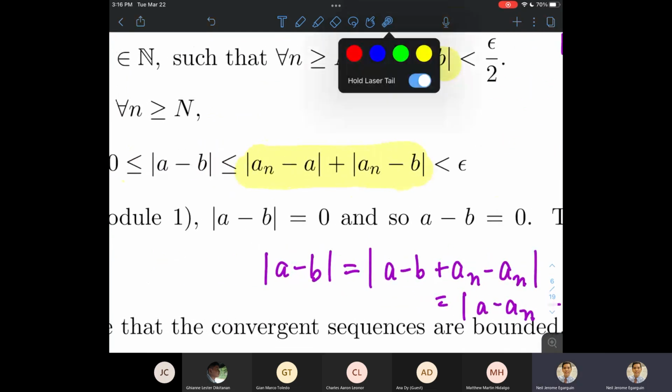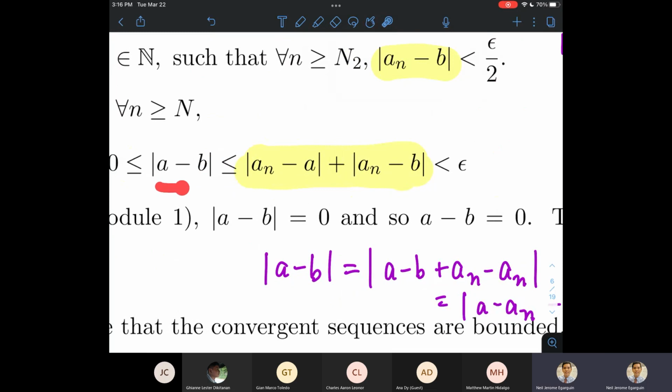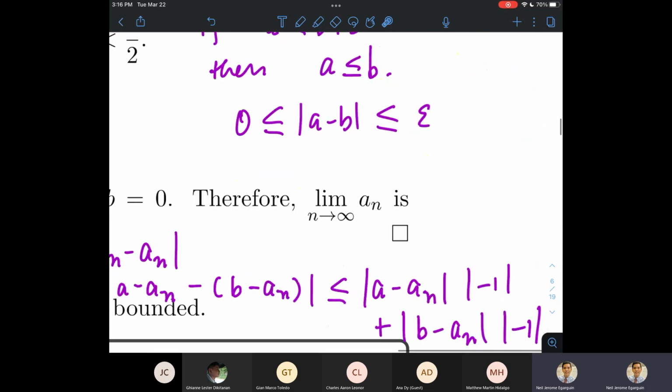Okay. Absolute value of a minus b, strictly less than pala to, no? Strictly less than. Well, okay pa rin naman siya. Absolute value of a minus b is strictly less than epsilon.